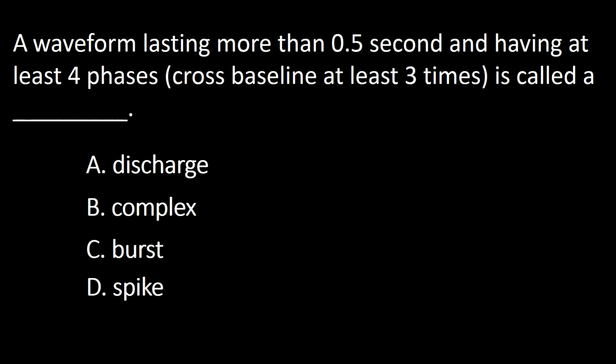Next question. A waveform lasting more than 0.5 seconds and having at least 4 phases is called a dash. A, discharge. B, complex. C, burst. D, spike.